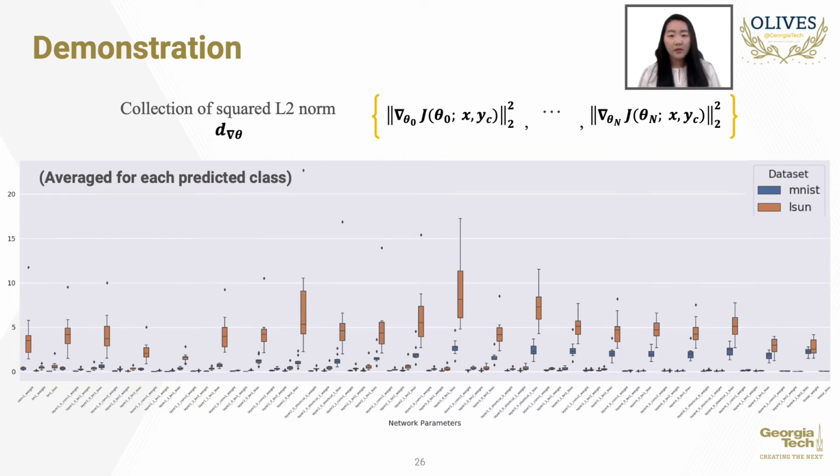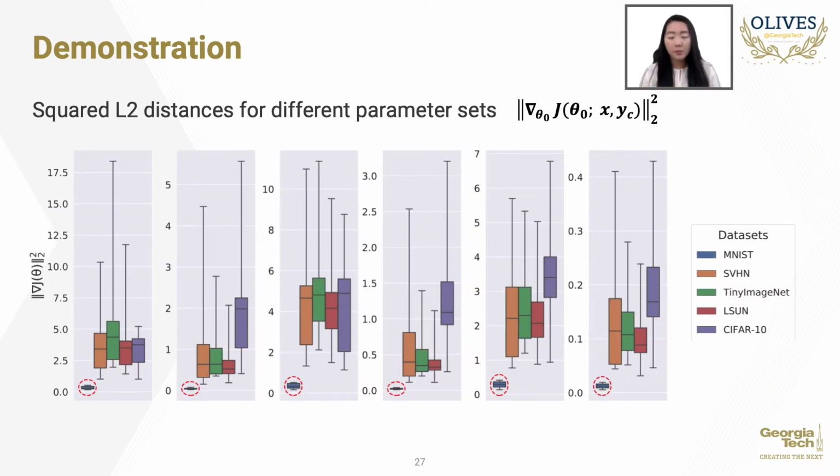As you can see, the range of squared L2 norms of gradients for the out-of-distribution dataset is far larger than in-distribution dataset. Here is a more inclusive example of multiple datasets. Each plot represents a different set of model parameters within the network. The squared L2 distance in the model space is a lot larger for out-of-distribution datasets. The range of values for in-distribution dataset is highlighted in the red circle.